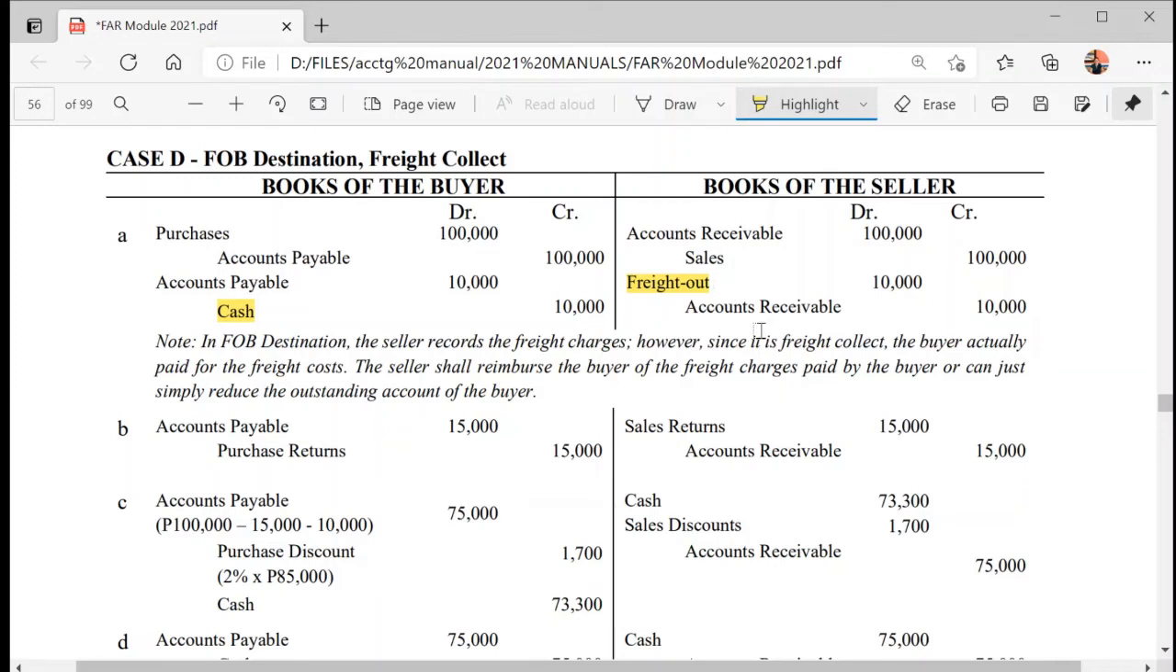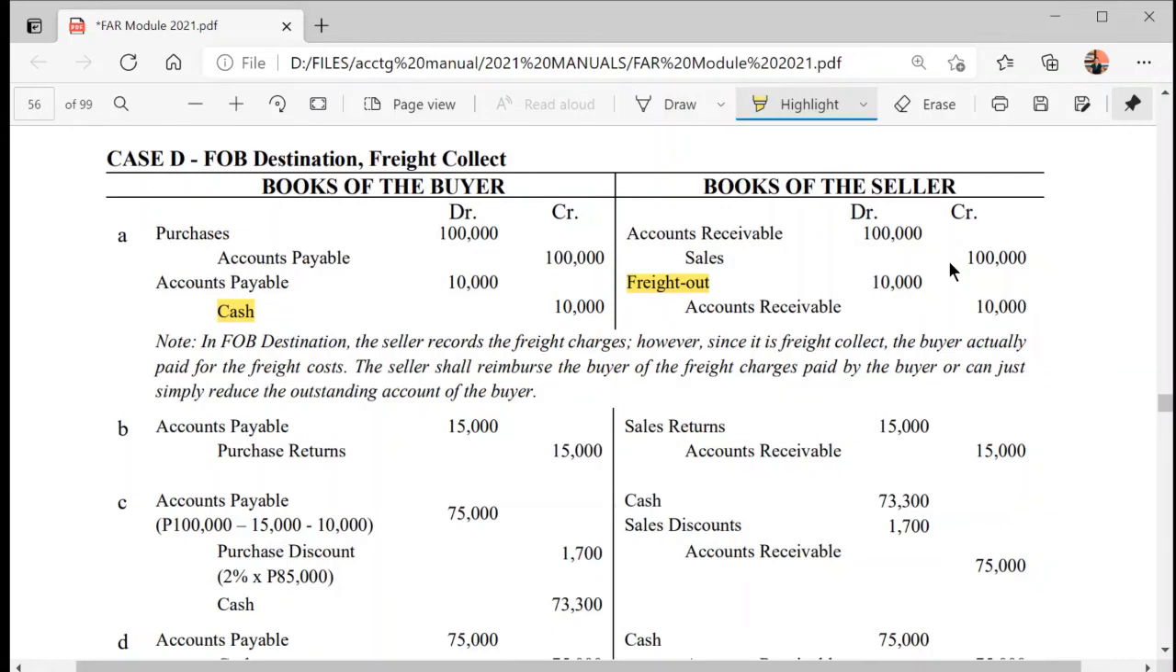And instead of the seller giving money to the buyer as payment or reimbursement, we can just offset it against accounts receivable. So we reduce the accounts receivable by the amount of the freight charge. So instead of the seller paying the buyer back, the receivable is simply reduced. The same entry for the returns, debit accounts payable, credit purchase returns. Then we have debit sales returns, credit accounts receivable.